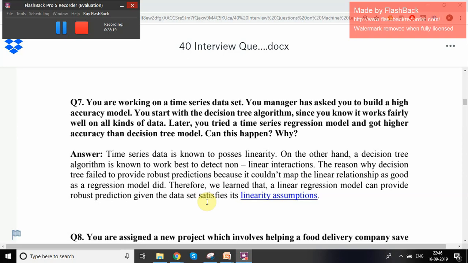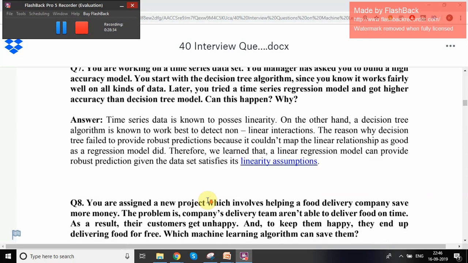Time series data is known to possess linearity. On the other hand, a decision tree algorithm works best on the detection of non-linear interactions. So the reason why the decision tree fails to provide robust predictions is that it could not map the linear relationship as well as a regression model.